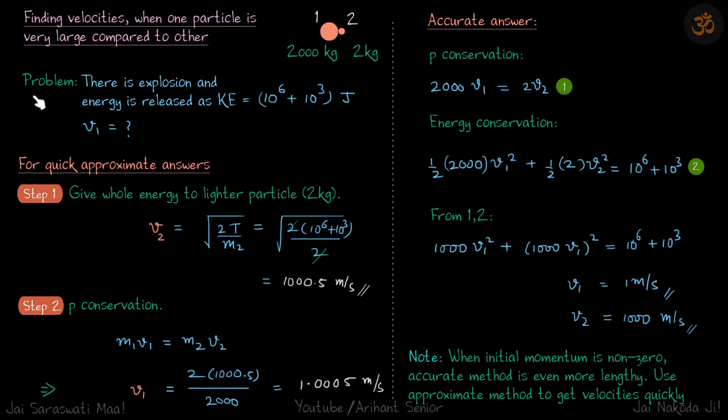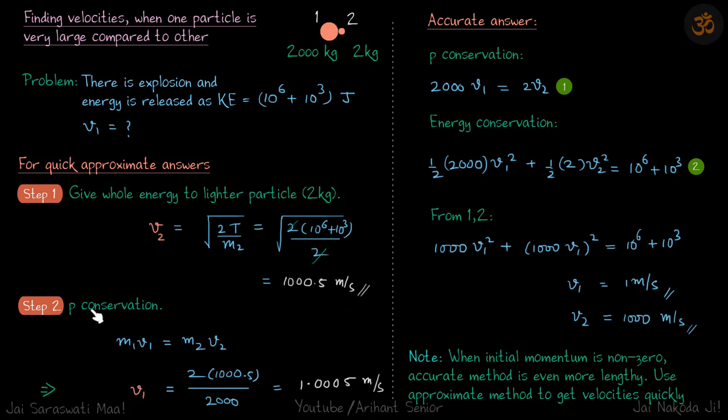So the problem: there is an explosion and energy is released as this many joules. What is the velocity of the bigger mass? For a quick approximate answer, we will give the whole energy to the lighter particle, 2 kg. So V2 becomes root of 2T by M2, where T is the total energy of the explosion. So we'll do that and we'll see the answer comes to be 1000.5 meter per second.